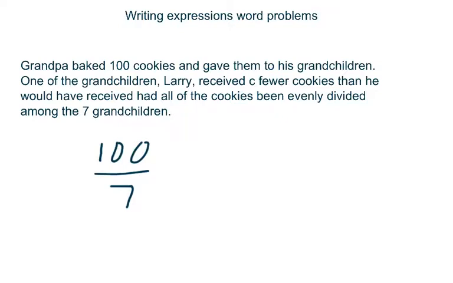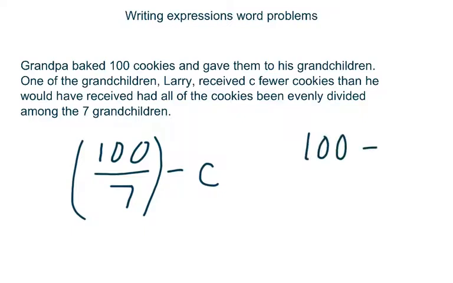Now, Larry received C fewer cookies. So this is what he would have received if they were even, but then he received this. And so when you're writing this in Khan, you want to make sure that you put parentheses around the 100 divided by 7. Otherwise, if you do 100 divided by 7 minus C, order of operation might get in the way and not get the right answer. So always make sure you put parentheses when you have a division problem. It helps eliminate some of the errors that might come up due to order of operation.